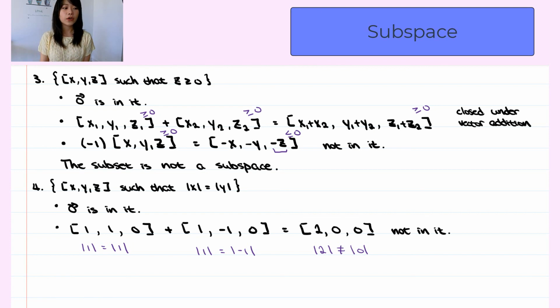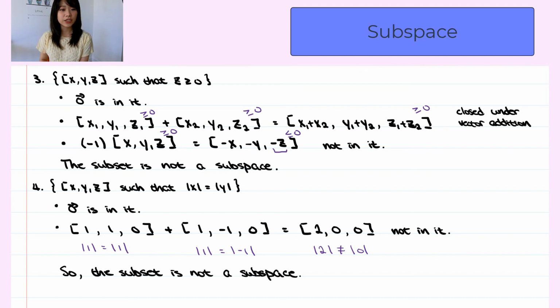So from here we can already conclude that the subset is not a subspace. We don't even need to check the third condition. But just for your reference, this subset is closed under scalar multiplication. But since it's not closed under vector addition, the subset is not a subspace.